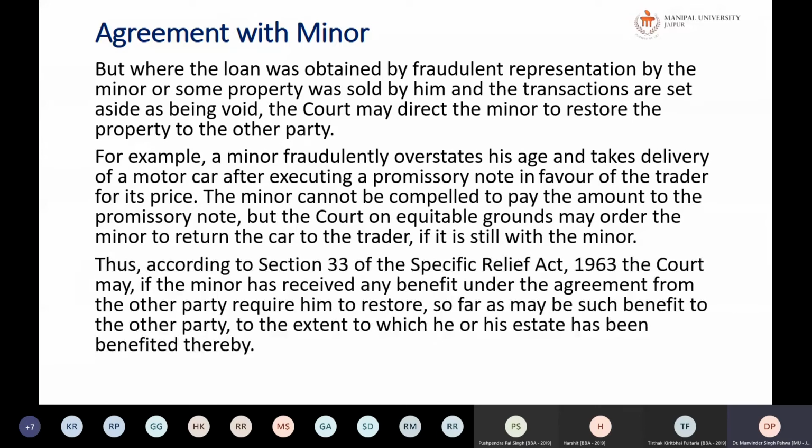So according to Section 33 of the Specific Relief Act, 1963, the court may, if the minor has received any benefit under the agreement from the other party, require him to restore, so far as may be, such benefit to the other party, to the extent to which he, she, or his estate has been benefited thereby. Okay, so this means to the extent it is recoverable, it will be recovered. To the extent it is not recoverable, the other person who has entered into the contract with the minor has to forego that particular property for which he has entered.